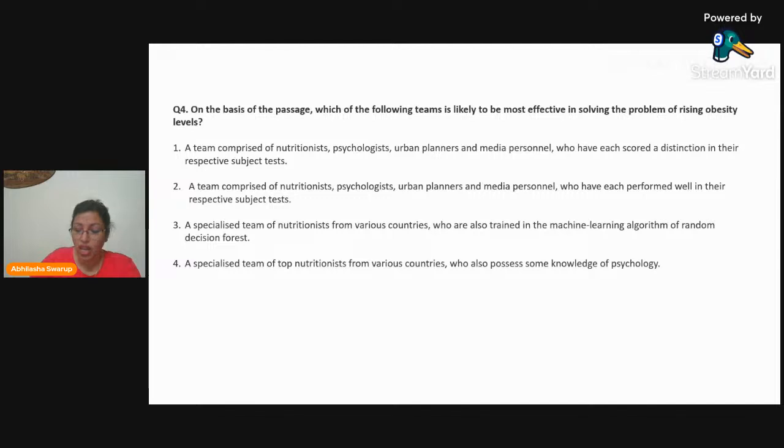All right, let's take a look. I've got only one answer for this question. Question number 4, Samrat has said 2. Let's take a look. Which of the following teams is likely to be most effective in solving the problem of rising obesity level? I need a team that is very diverse. So let's take a look. A team comprising of nutritionists, psychologists, urban planners, and media personnel who have each scored a distinction in their respective subject test. Distinction, I'll put a star on this. Nutritionist, psychologist, urban planners, and media personnel.